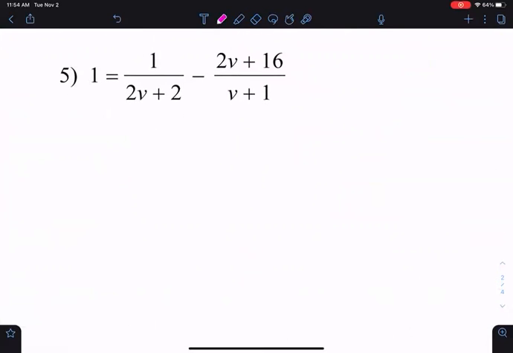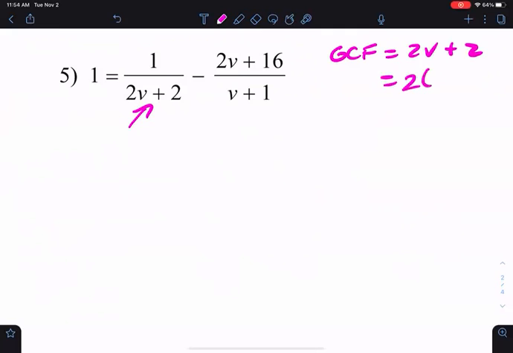Number 5, I need to find a common denominator here because these are not the same, right? These are not the same. So I need to factor this out to find out how this breaks out. After that, I can multiply this number by any constant, right? So basically you need to do the GCF of 2b plus 2. What is the GCF? Well, 2b plus 1. That's the GCF. So this is 1 over 2b plus 1 minus 2b plus 16.